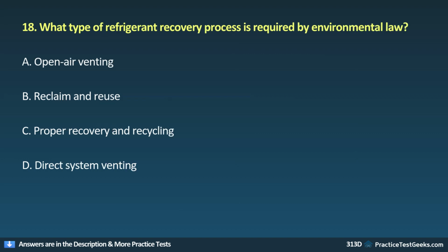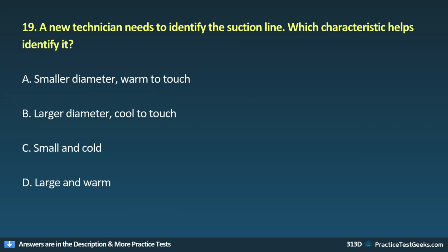18. What type of refrigerant recovery process is required by environmental law? A. Open-air venting. B. Reclaim and reuse. C. Proper recovery and recycling. D. Direct system venting.